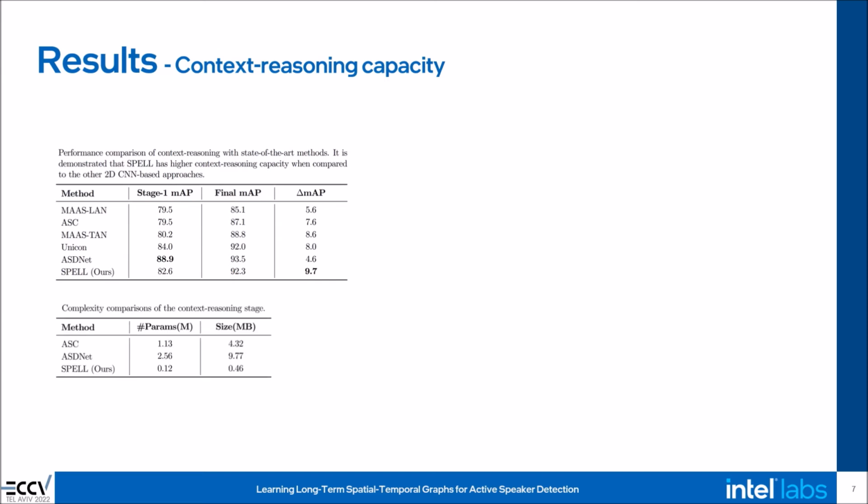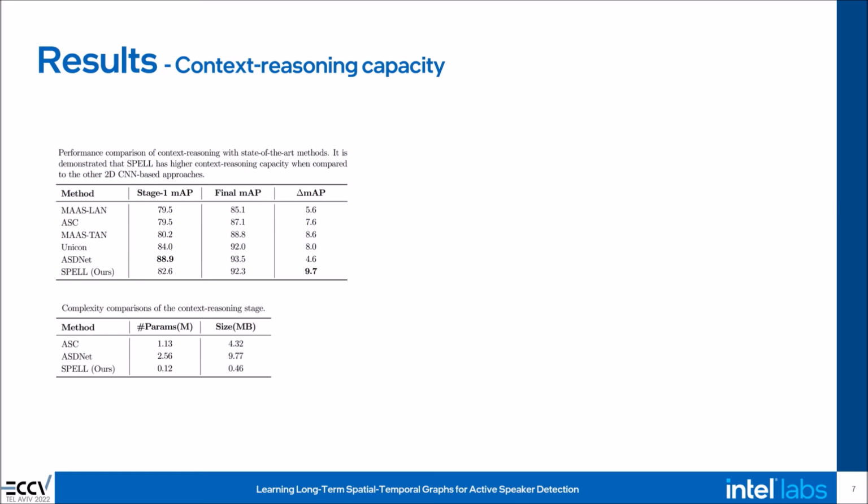In the table below, we compare the complexity of the context reasoning stage of SPEL with ASC and ASDNet. These methods have more than 10 times the parameters and the model size than ours, but ours provides more performance increase. Although the results of these two tables demonstrate that SPEL is effective, the final MAP is still about 1% lower than the leading state-of-the-art method.